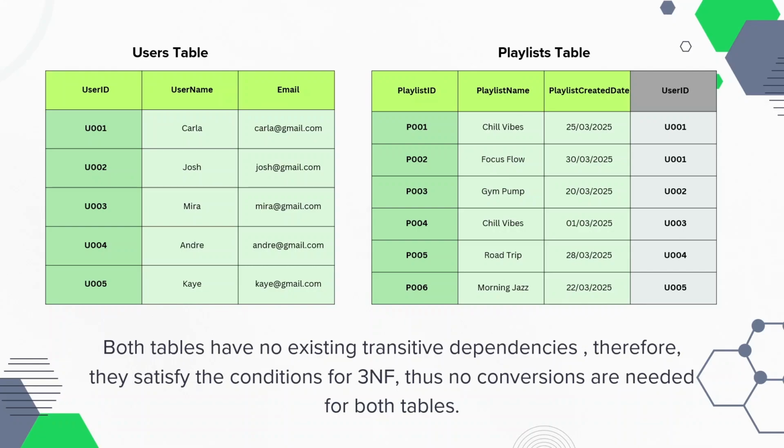For example, in the users table, both the username and email depend only on the user ID, the primary key. The same applies to the playlist table. That means both are already in 3NF.